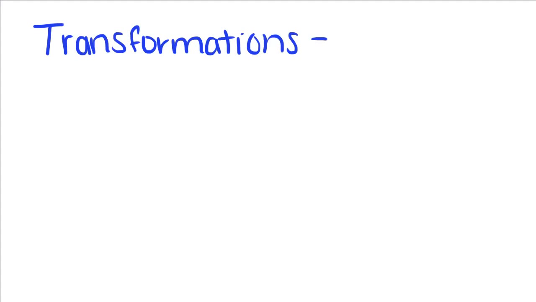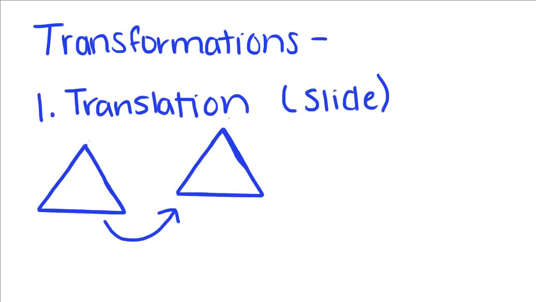So, our lesson is about transformations. When we take an object, like a triangle or a square, and we move it some way, we want to be able to describe how we moved it. So there's three basic movements of transformations.